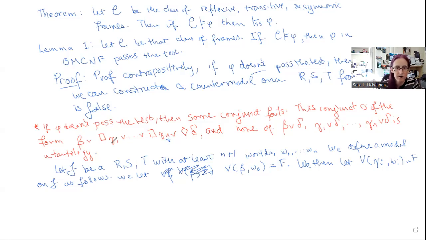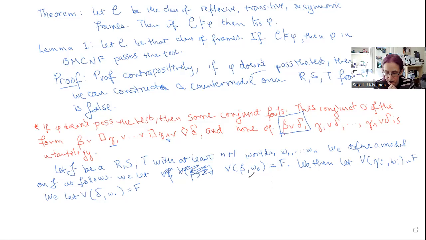That means beta is going to be false, and also because every world can see each one of these gammas, none of these necessity claims are going to be true at W0. So we also know then that because beta or delta is also not a tautology, we let the value of delta at W0 also be false. So this gets this disjunction false at the actual world.